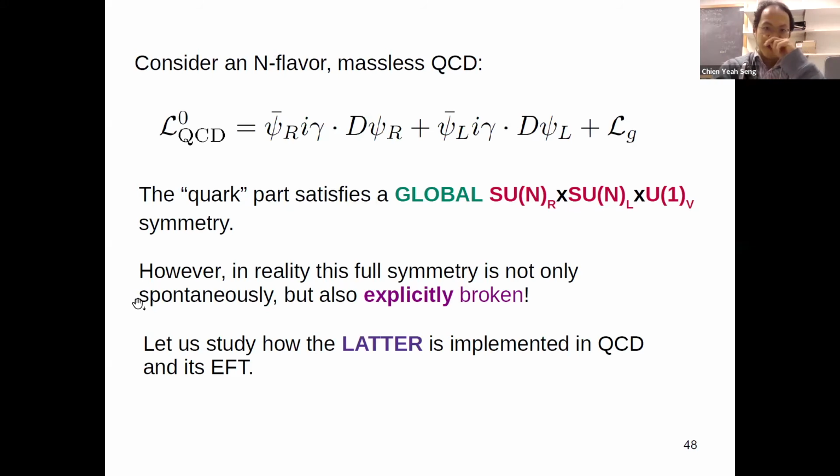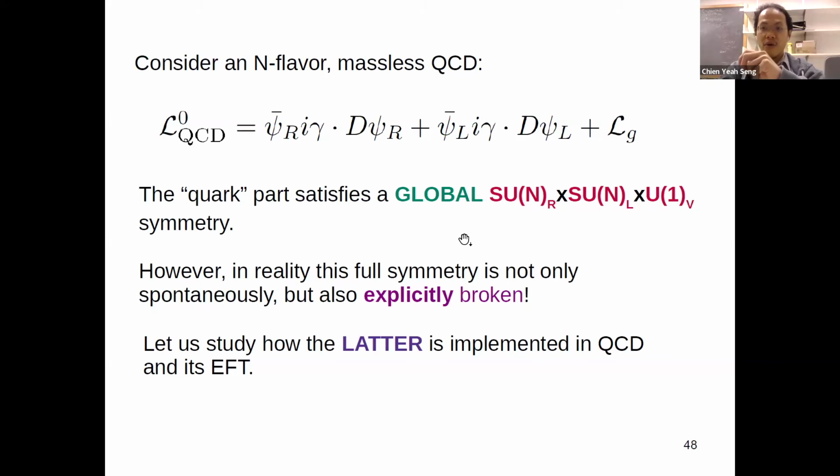So now we start with the n-flavor massless QCD. In massless QCD, you only have the kinetic term. The kinetic term can be split into a right-handed part and a left-handed part, plus the pure gluonic part. So there's no quark mass term. Therefore, this part will satisfy a global chiral symmetry times the U(1) symmetry, which is the baryon number symmetry. However, as we mentioned, the introduction of a quark mass term will break the chiral symmetry. So that is an explicit symmetry breaking term.